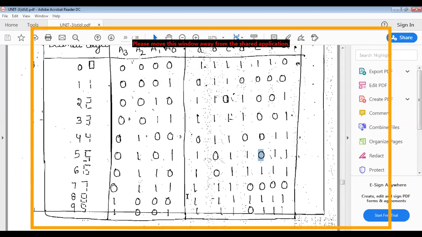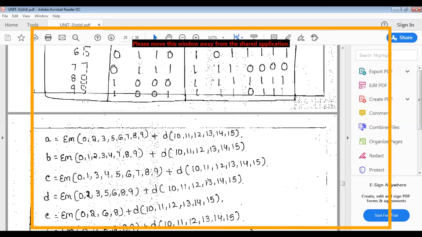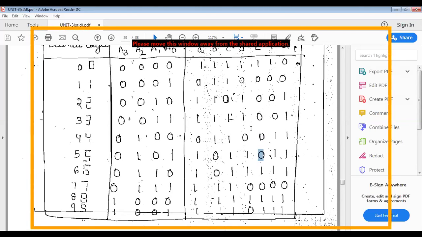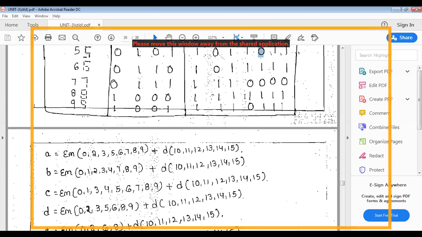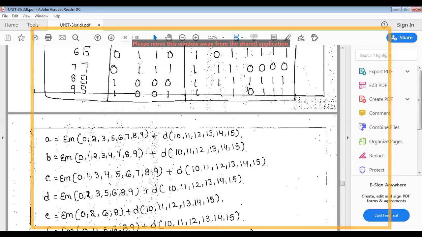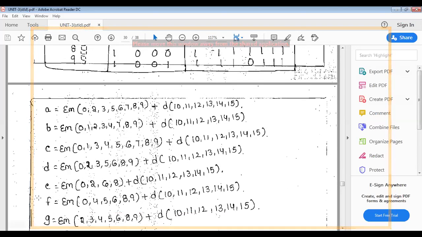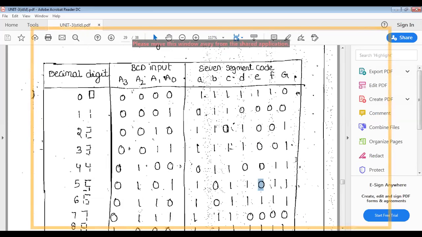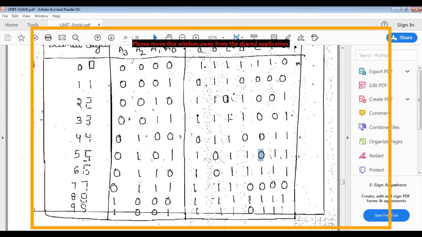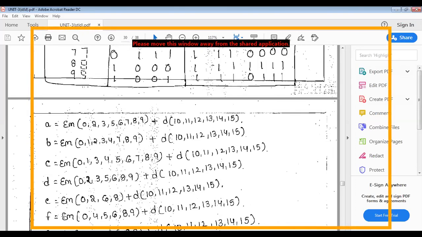See in the D, 0, 2, 3, 5, 6, and 8, 9 also. Okay, in the truth table only we represent the 0, but here we take the 9 as a minterm. Here it is the right term: 0, 2, 3, 5, 6, 8, and 9 also. And the remaining, not minterms, don't cares, are 10 to 15.